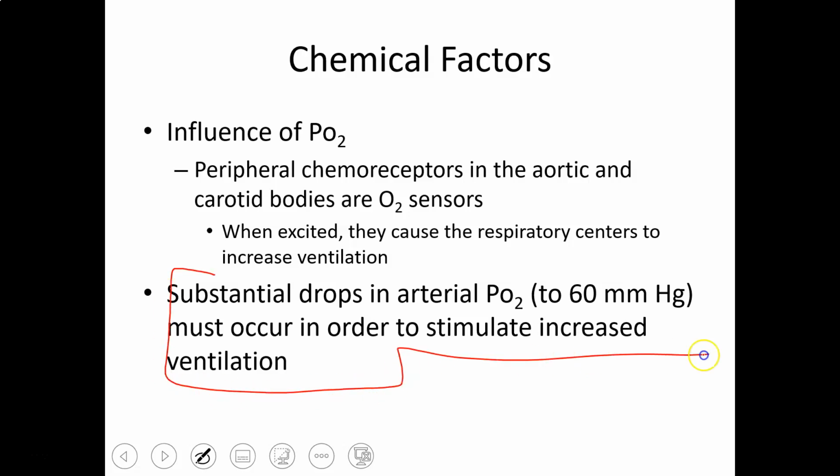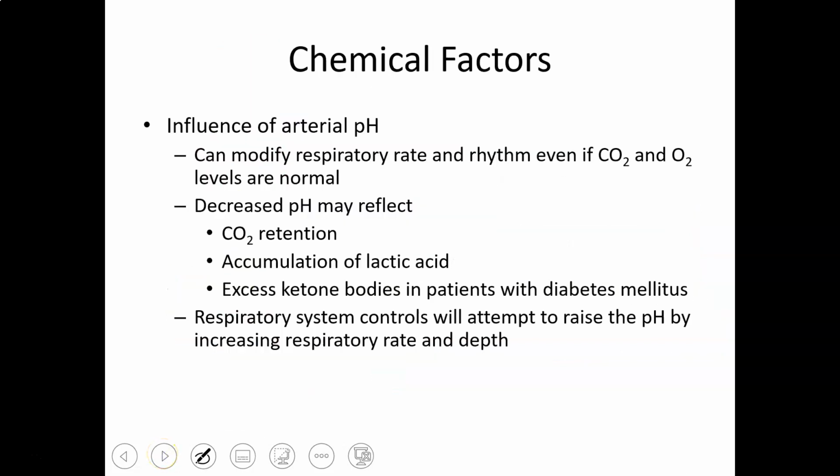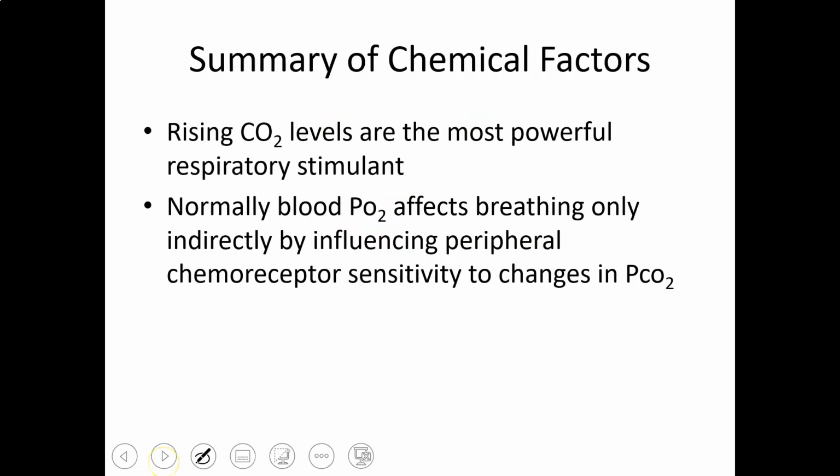Oxygen is much less important. It takes a substantial drop in oxygen. Oxygen has to get down to around 60 millimeters of mercury to cause increased ventilation. Carbon dioxide is the major respiratory stimulant. And we're going to talk about this later, so ignore it at the moment.